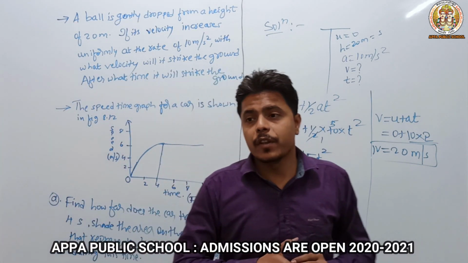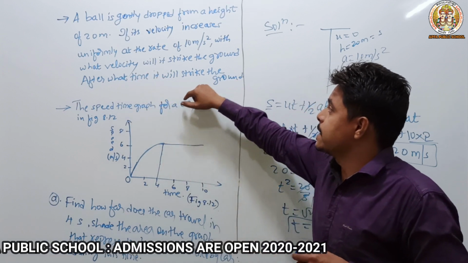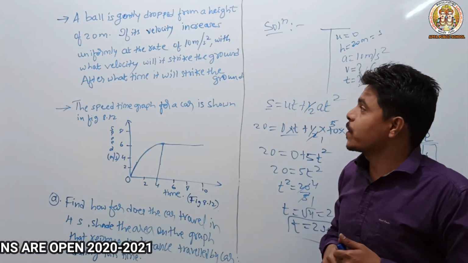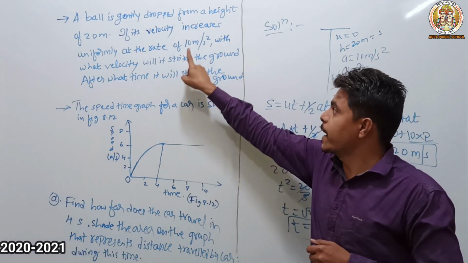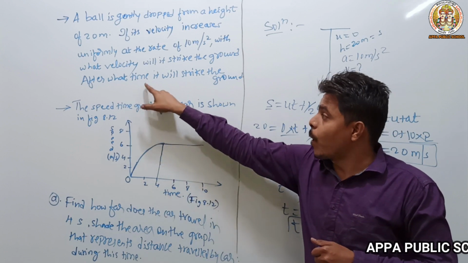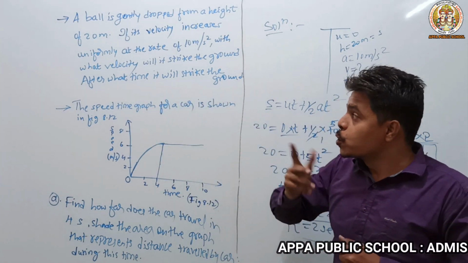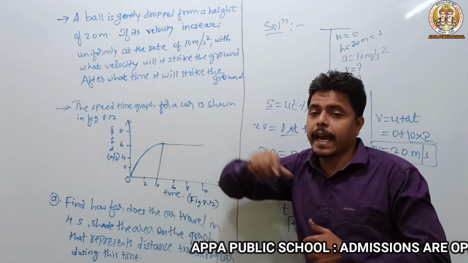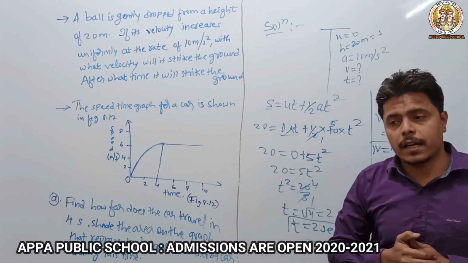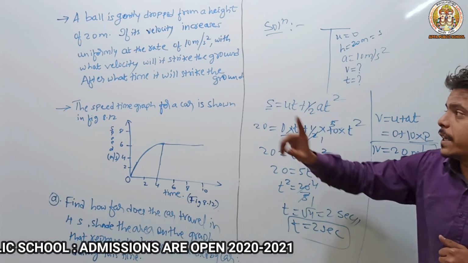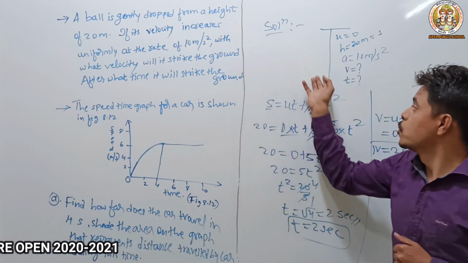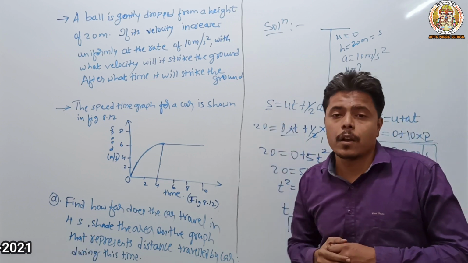Okay, so this was the seventh problem from the exercise. That is, a ball is gently dropped from a height of 20 meter. If its velocity increases uniformly at the rate of 10 meter per second square, with what velocity will it strike the ground, and after what time will it strike the ground. So we have found both the final velocity and time. So this was the solution for question 7.